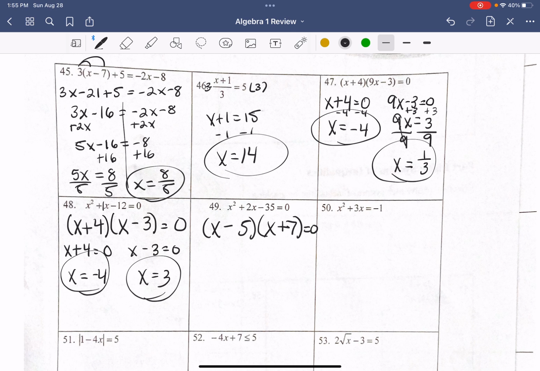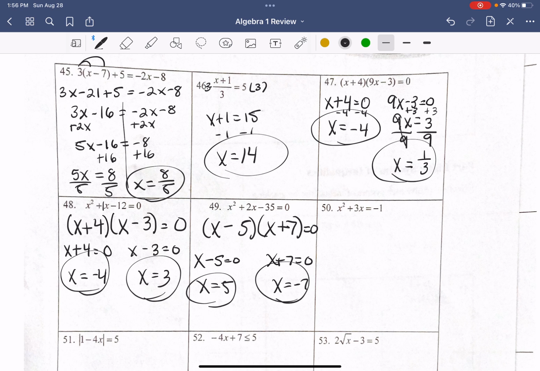This equals 0. X minus 5 equals 0. X plus 7 equals 0. Add 5 to both sides, and I get x equals 5. And then subtract 7 from both sides, and I get x equals negative 7.